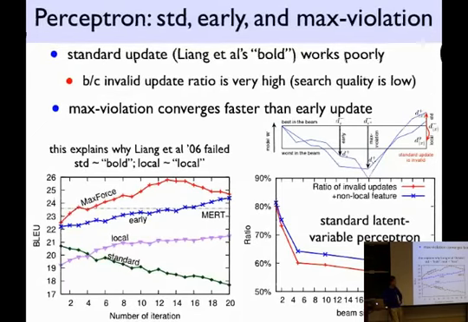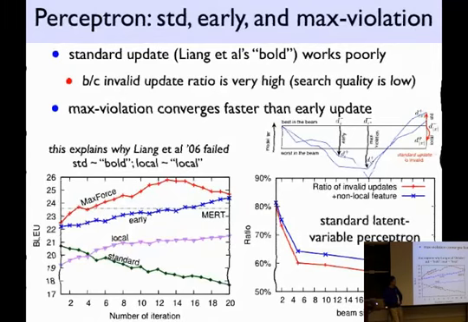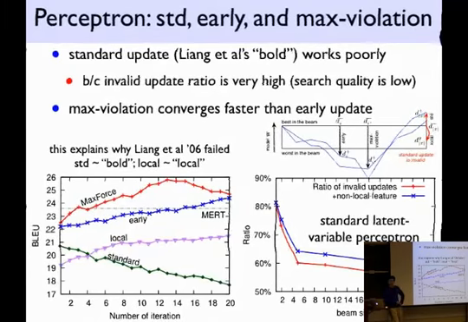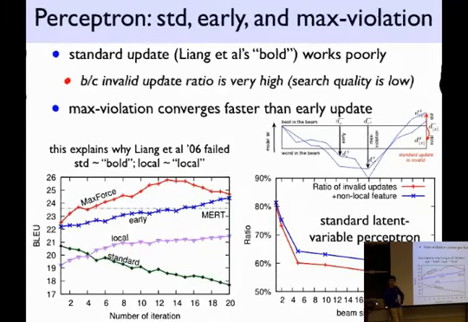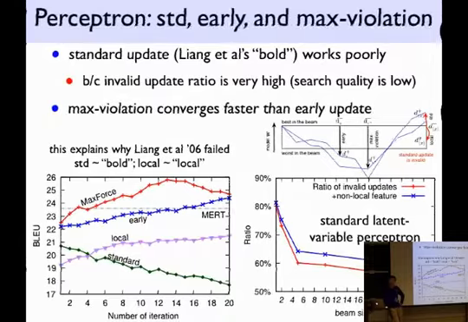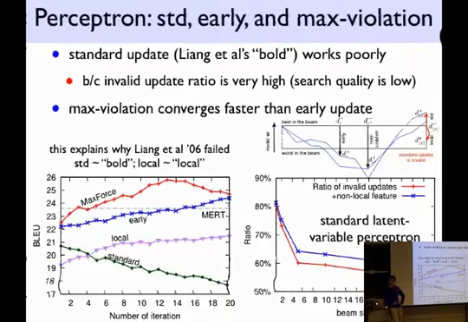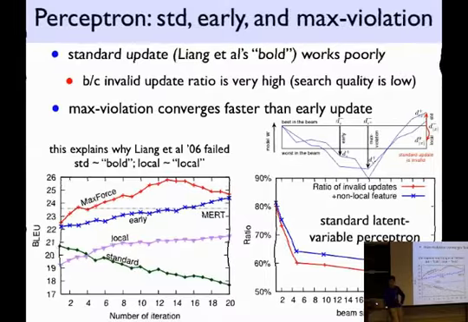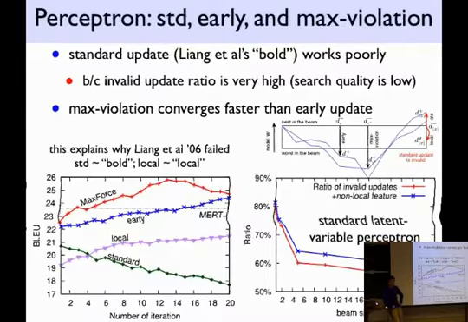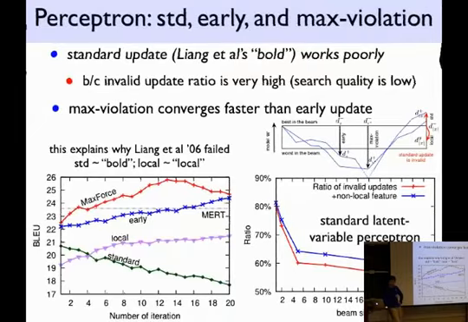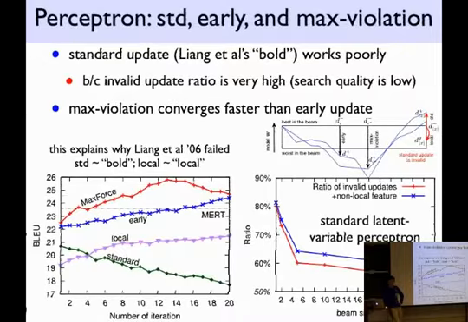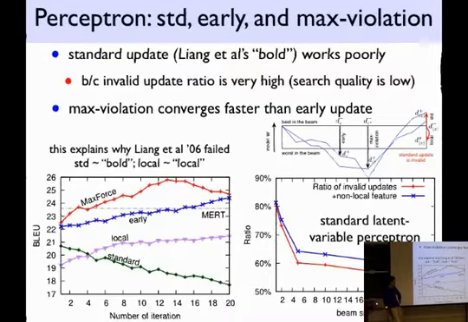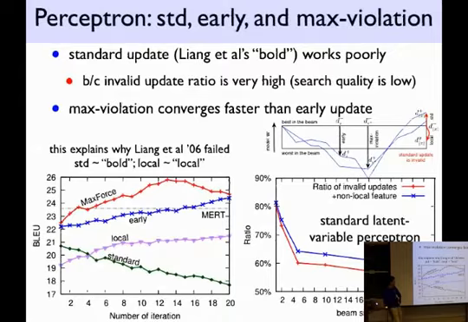And if you increase the beam size to 30, which is the experiment that we do here, then you still have more than 50%. Roughly speaking, 60% of the updates being wrong updates. So that explains why standard perceptron just does horribly here. And we found this to be true in many other tasks like tagging, dependency parsing, phrase structure parsing, incremental parsing, bottom-up parsing, many other tasks. We always found that standard update does terribly because you have tons of invalid updates.